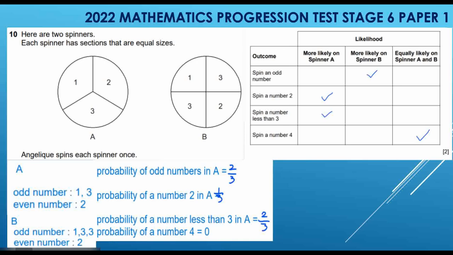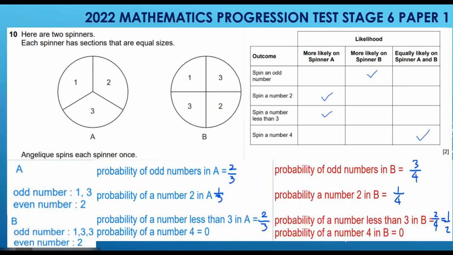Next, for spinner B, the probability of odd numbers in B is, odd numbers in B are 1, 3, 3, so 3 over the total, which is 4. Probability of a number 2 in B is, this is only 1, so 1 out of 4. Probability of a number less than 3 is 1 and 2, so 2 over 4, simplified to 1 over 2. Probability of a number 4 in B, there's no number 4, so it's 0.